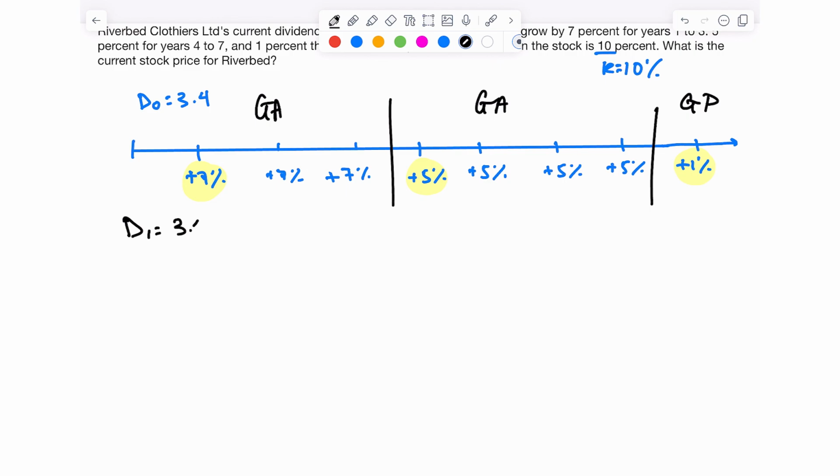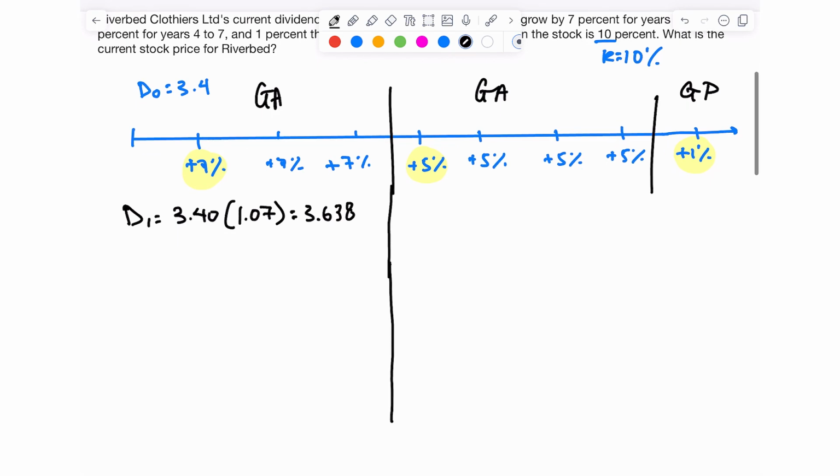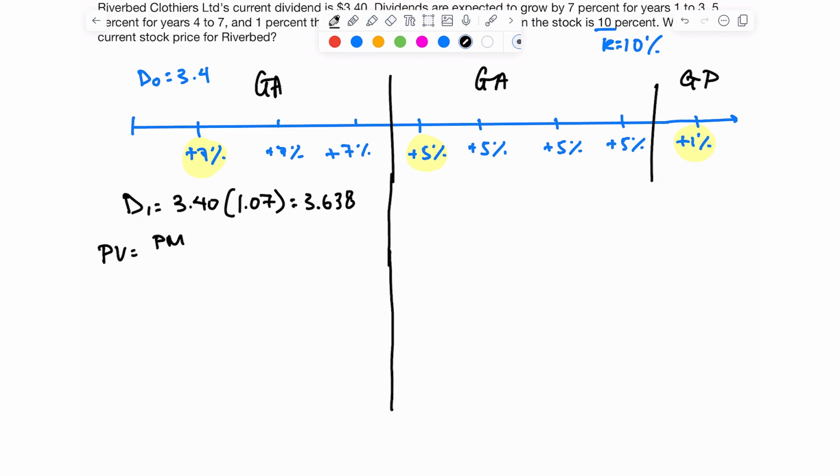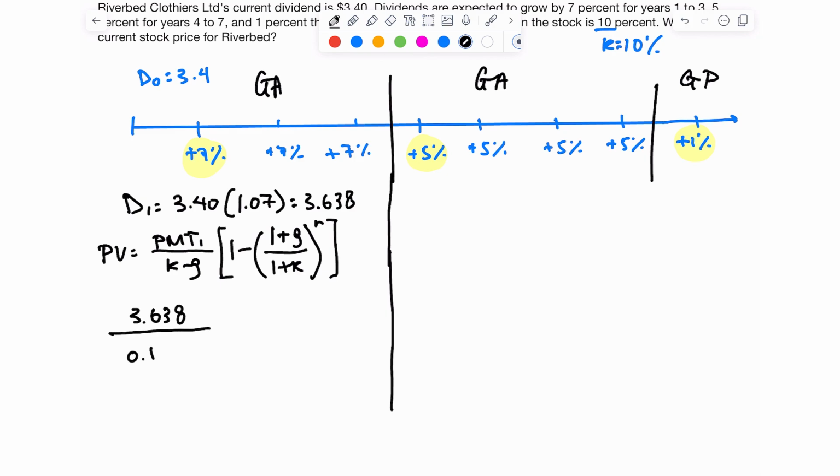So D1 is going to be 3.40, that's my D0, plus 7%, which is $3.638. Okay. And then I'll use my growing annuity formula, which is basically PMT1 over K minus G. You might call it R minus G. It's the same thing. Times 1 minus (1 plus G over 1 plus K) to the N. So 3.638 divided by K, which is your required rate of return, minus G, your growth rate, so 7%, times 1 minus (1 plus G over 1 plus K) to the power of the number of payments, and you have three payments, 1, 2, 3.